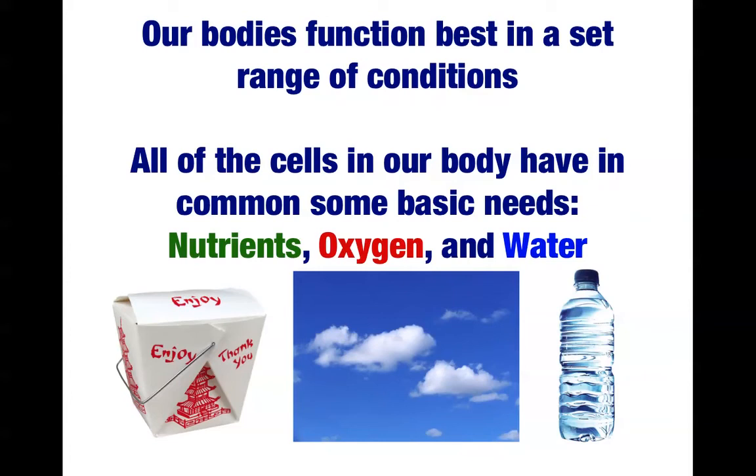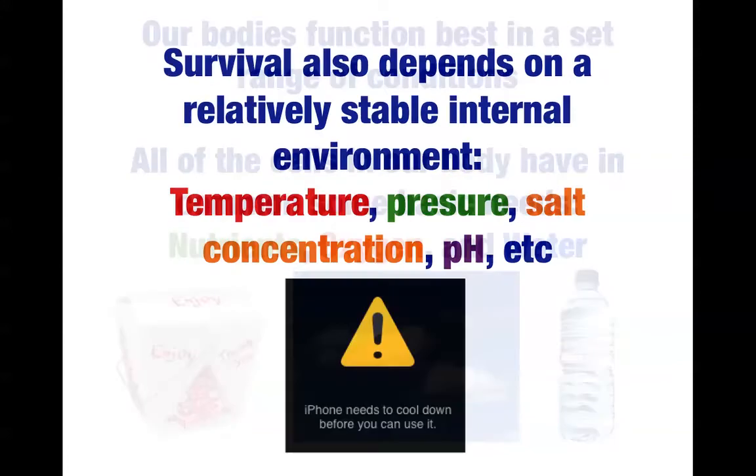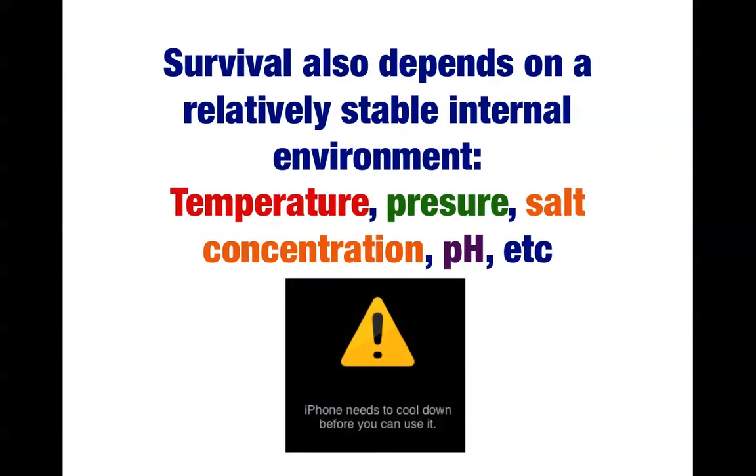Why do the cells in our body need these materials? Well, I will not cover that in great detail in this video, but it has to do with the chemical reactions that occur in each cell. The life of many of our cells and our survival also depends on a relatively stable internal environment. We can only tolerate small changes in our internal temperature or blood pressure or a host of other conditions or variables.